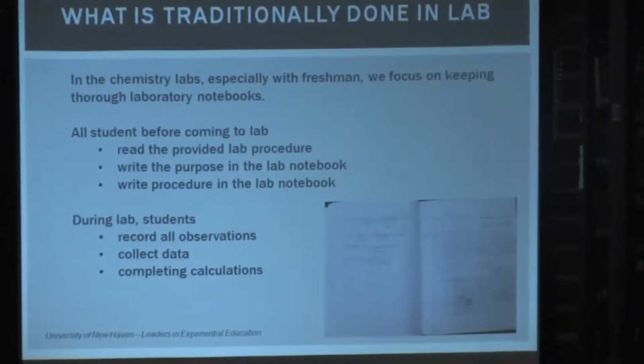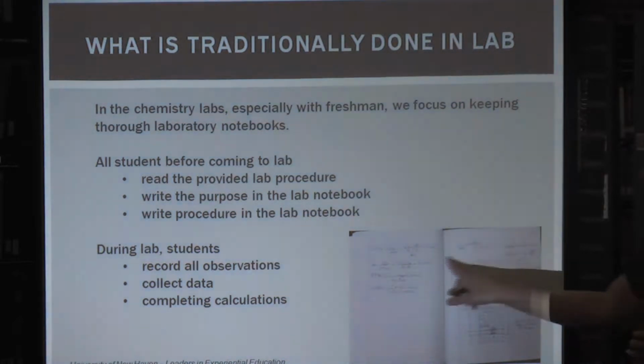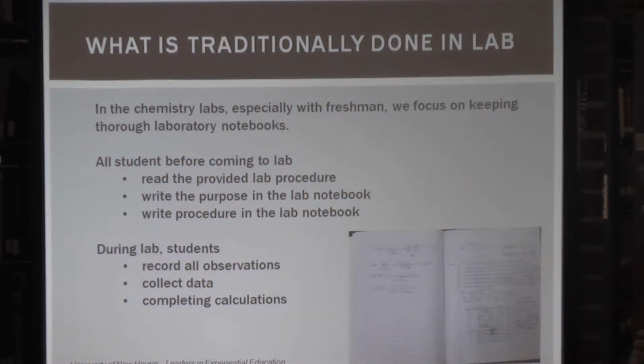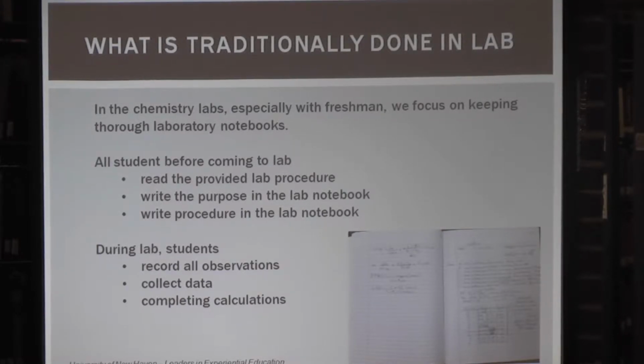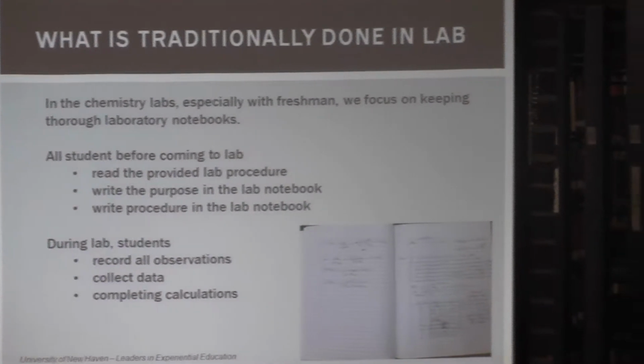This is an example of what the students' paper notebooks would look like. So the freshmen and the sophomores keep notebooks this way. So they have a bound notebook that they use, and before they come to lab, they're required to read the procedure, to write it down in their own words in pen, to write down the purpose of the lab. When they get there, they're required to record all their observations, all their data in that notebook, so they can't write it on another piece of paper and transfer it over later. They're required to get signatures. They're required to do their calculations in there. So we really are specific about how we want these notebooks kept.